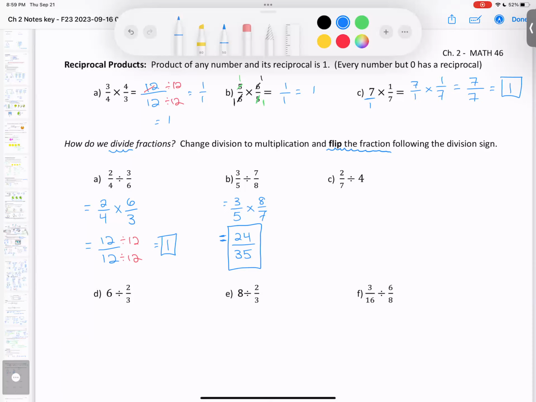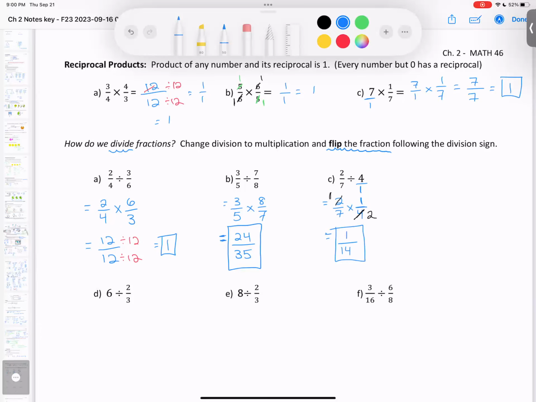Okay, let's look at another one. So here we've got 2/7 divided by 4. Remember, that's 4 over 1. So if I multiply, I can multiply then by the reciprocal, which is 1 over 4. Here we do have a common factor. Here we have a 2 in common. So we can divide the 2 and the 4 both by 2. So 2 divided by 2 gave me the 1 on top. 4 divided by 2 gives me 2 on the bottom. And so I get 1 times 1 is 1 over 7 times 2 is 14.